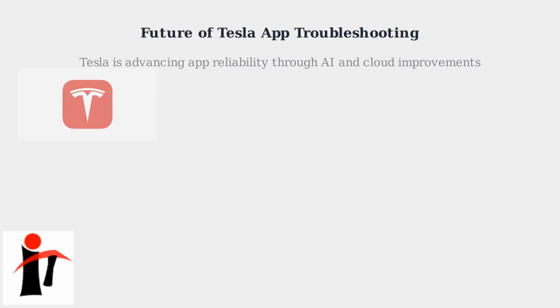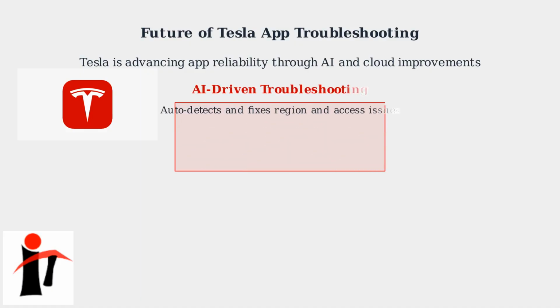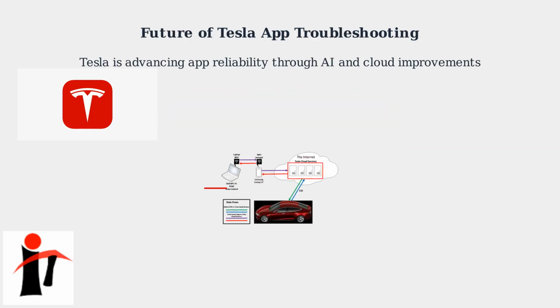Looking ahead, Tesla is actively developing AI-driven troubleshooting features for the app. These innovations aim to automatically detect and resolve region and access issues that users commonly face. The AI system will proactively identify problems like mismatched regional settings or permission conflicts, fixing them without user intervention. This represents a significant advancement in app reliability. Central to these improvements is enhanced cloud integration, allowing seamless synchronization between your device, the app, and Tesla's services. This creates a more robust and connected experience.